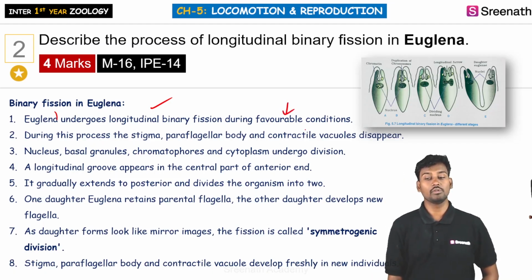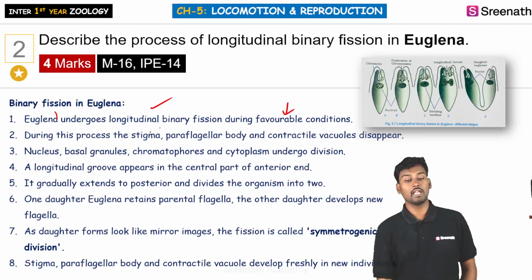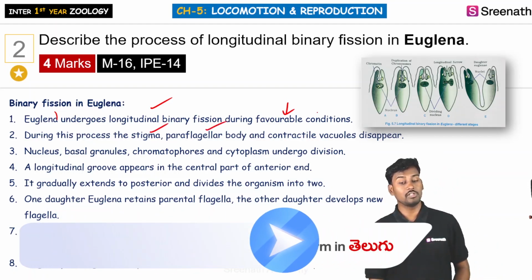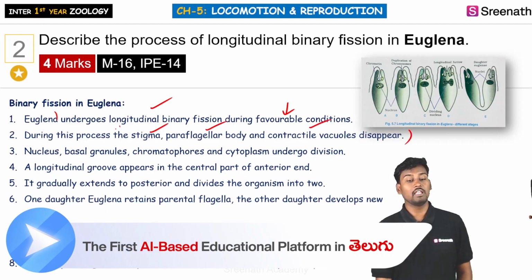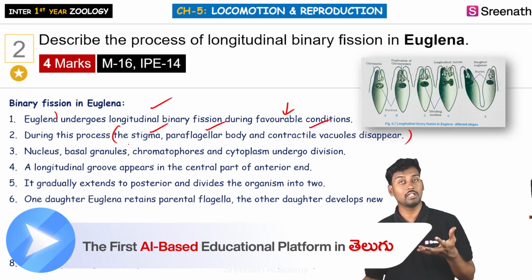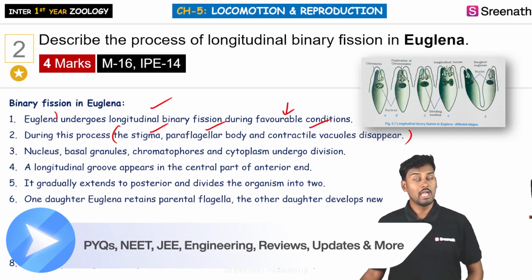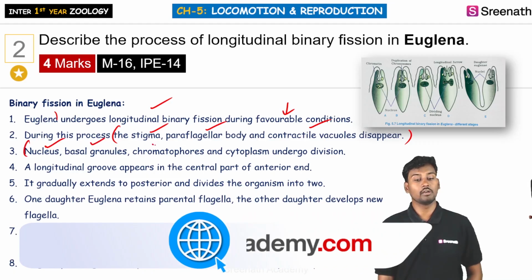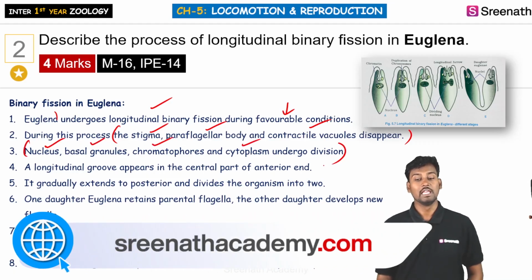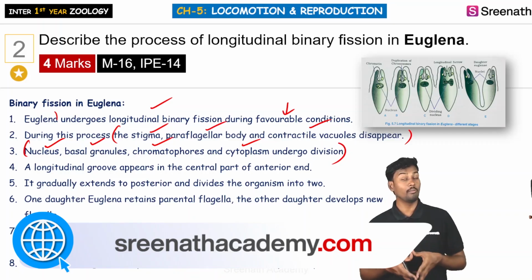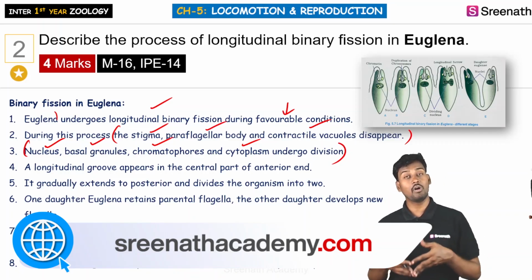సో నెక్స్ట్ వచ్చేసి మనకు దీంట్లో చూసుకుంటే మనకు డిఫరెంట్ పార్ట్స్, అంటే స్టిగ్మా కానీ పారాఫ్లాజులరీ బాడీ కానీ కాంట్రాక్టల్ వాక్యూల్ కానీ, ఇవన్నీ ఏంటంటే మనకు ఈ స్టిగ్మా, పారాఫ్లాజులరీ బాడీ అండ్ కాంట్రాక్టల్ వాక్యూల్స్ ఏవైతున్నాయి, ఇవన్నీ కంప్లీట్గా మనకు సెన్సరీ ఆర్గన్స్తో సమానం అనమాట. సో ఆల్ దిస్ విల్ బి డిసపియరింగ్ వెన్ ఇట్ ఈస్ అడ్వాన్సింగ్ ఫర్ ద బైనరీ ఫిషన్, దట్ ఈస్ లాంగిట్యూడినల్ బైనరీ ఫిషన్. అదే మనకు అసెట్స్ లైక్ న్యూక్లియర్ జెనెటిక్ మెటీరియల్, దట్ ఈస్ న్యూక్లియస్, బేసల్ గ్రాన్యూల్ అండ్ ఆల్సో మనకు క్రోమోటోఫోర్స్ కానీ సైటోప్లాస్మా కానీ, ఇవన్నీ దే విల్ అండర్గో మల్టిప్లికేషన్ అండ్ దేర్ ఆఫ్టర్ దే విల్ బి ఫార్మ్డ్ యాజ్ ఎ డివిజన్.